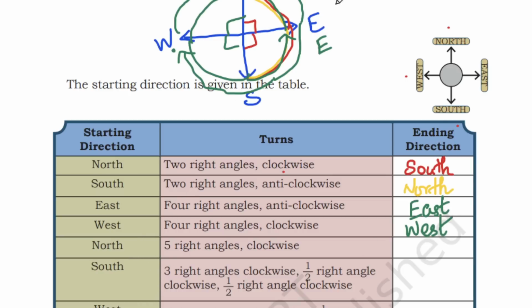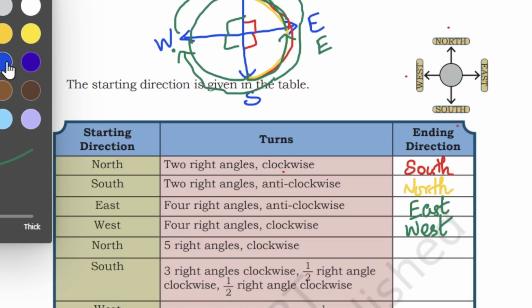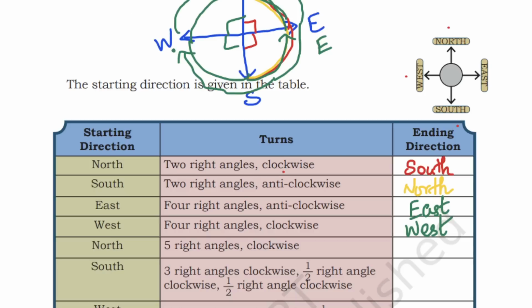Next, from north, where is north? We have north here. Five right angles clockwise. So five right angles. Let me change the color, maybe purple. So 1, 2, 3, 4 and 5, we are coming to east.